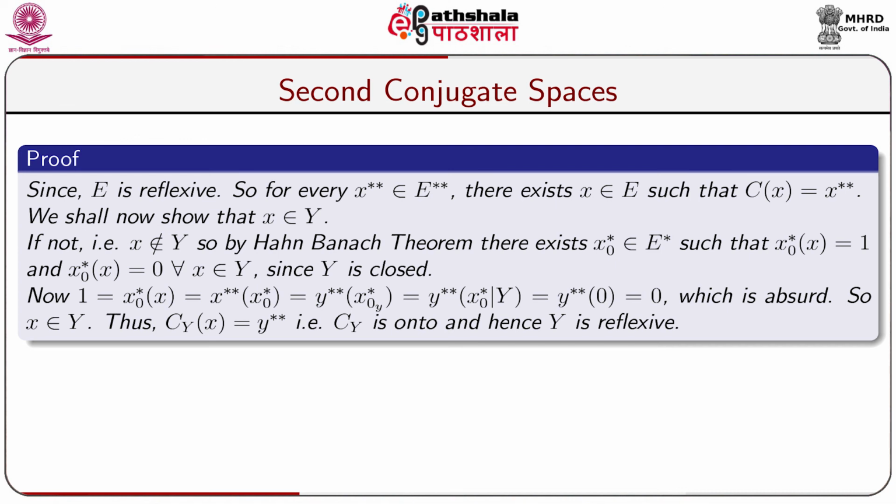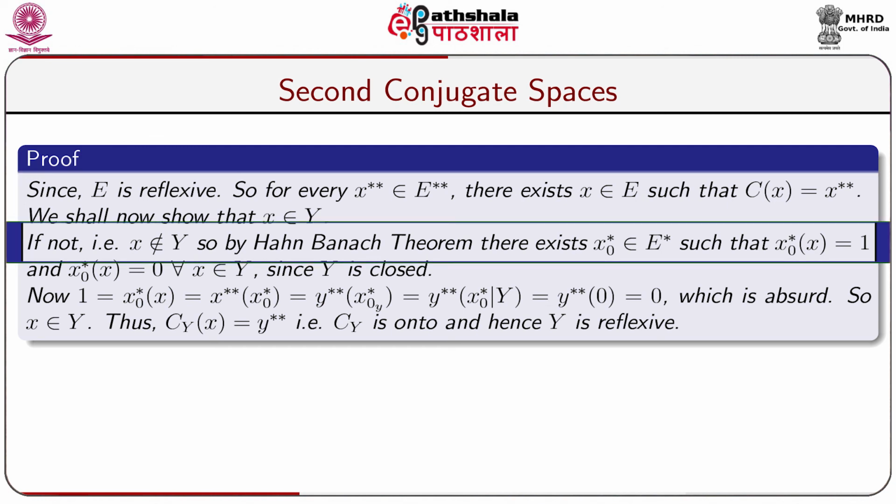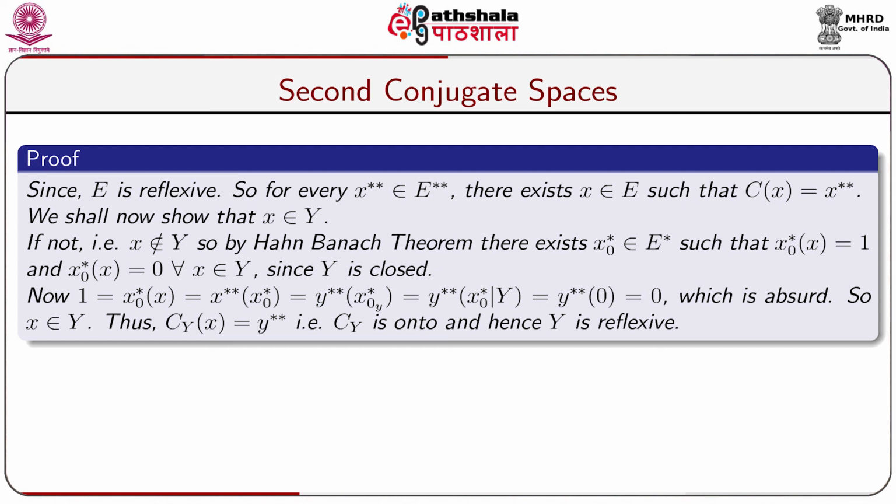Since capital E is reflexive, for every X double star belonging to E double star, there exists x belonging to capital E such that Cx equal to X double star. We shall now show that x belongs to capital Y. If not, that means if x is not an element of capital Y, by the Hahn-Banach theorem, there exists an element X0 star belonging to E star such that X0 star of x equal to 1 and X0 star of y equal to 0 for all y belonging to capital Y, since capital Y is closed.